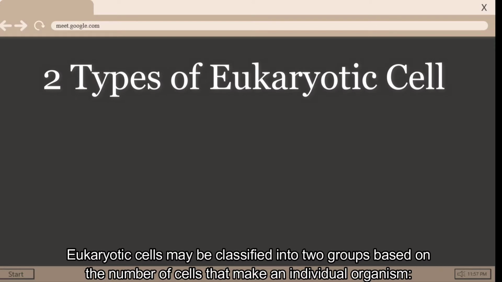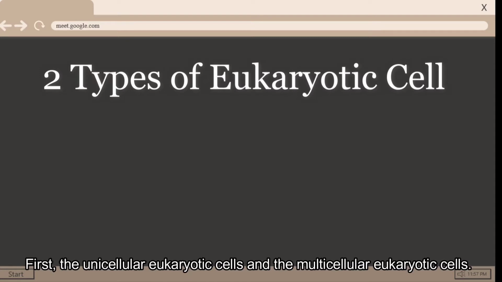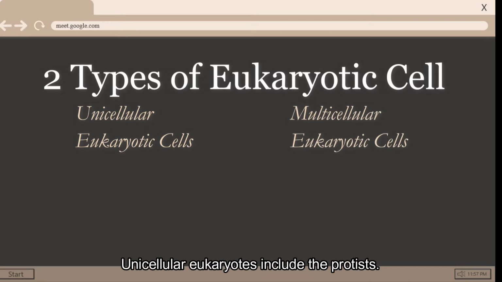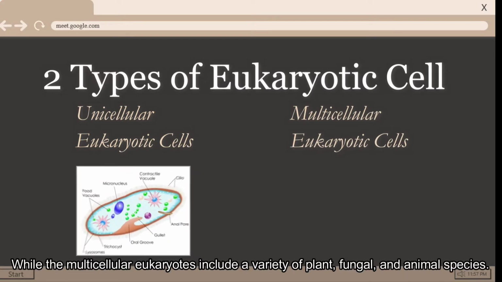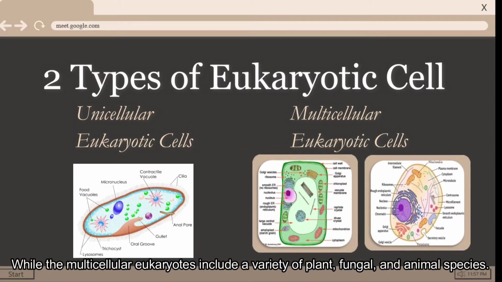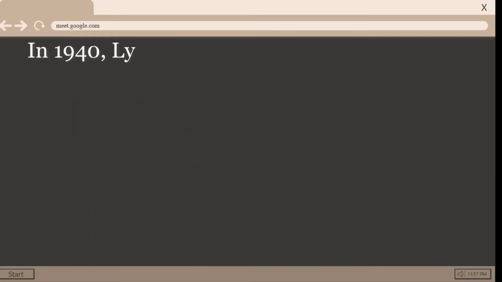Eukaryotic cells are classified into two groups based on the number of cells that make an individual organism: first, the unicellular eukaryotic cells, and second, the multicellular eukaryotic cells. Unicellular eukaryotes include the protists, while the multicellular eukaryotes include a variety of plant, fungal, and animal species.